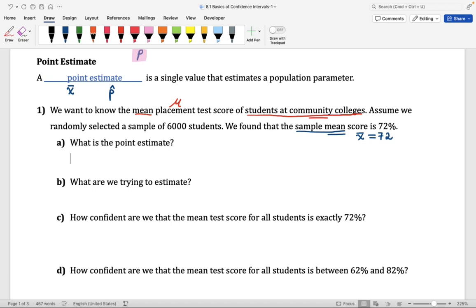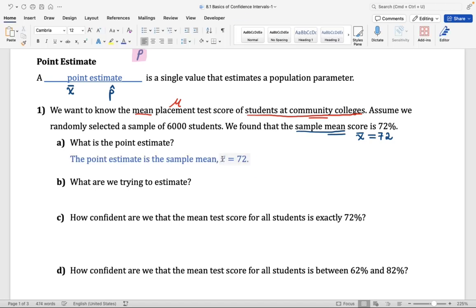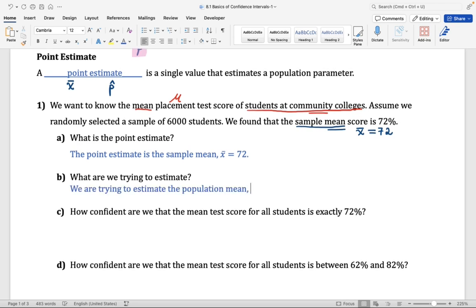Now, what is the point estimate? The point estimate here is the sample mean. That is X bar equal to 72. You're going to use this point estimate to estimate something. What are you trying to estimate? Here, we're trying to estimate the population mean. Let's make a remark. We denote the population mean as mu. Again, mu would be the mean placement test, so the mean coming from all students at community college.